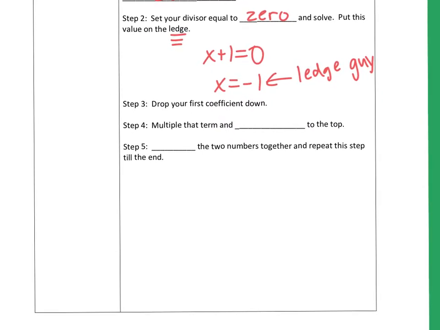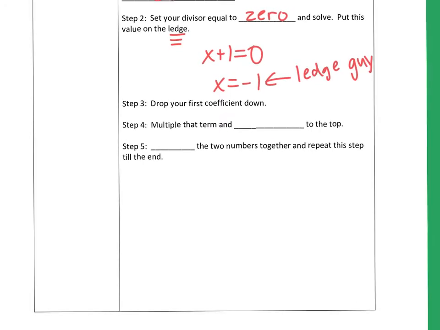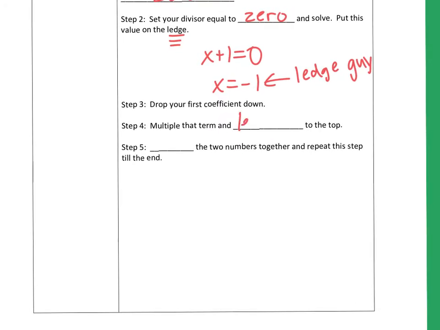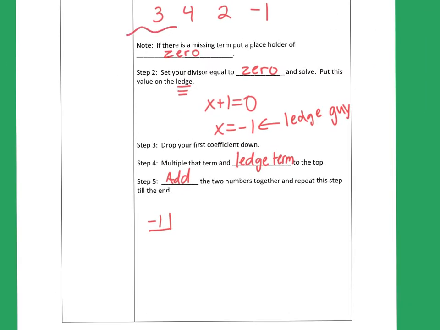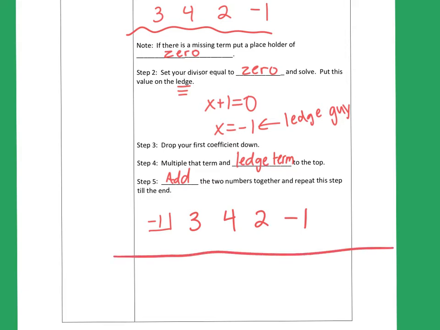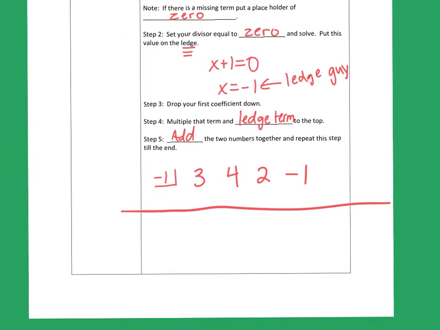The next thing we're going to do, drop our first coefficient down, multiply that term by our ledge term, and here we're going to model this below, and then add those numbers. So how this works, okay? Here's my ledge guy. So I'm going to put him just like that. Now I'm taking those coefficients and constants that I just drew out, and I'm putting those to the right of my ledge guy. And now, just to go old school here, I'm going to draw a line, just like what we used to do with our addition problems when we were younger, okay?